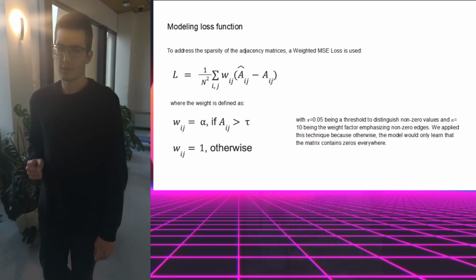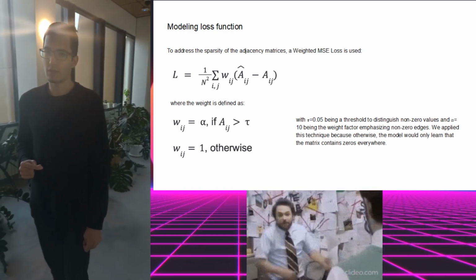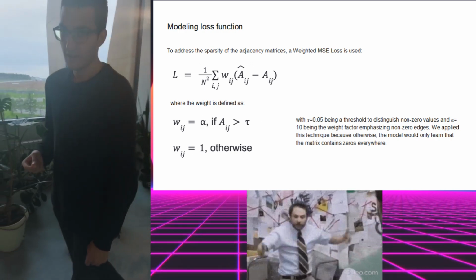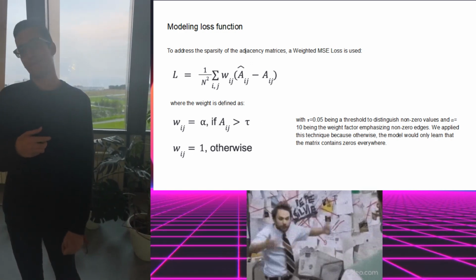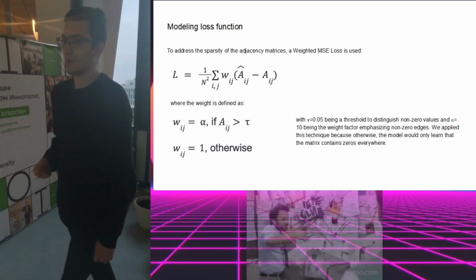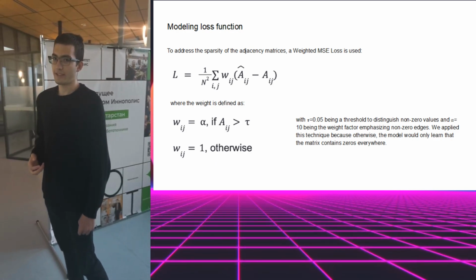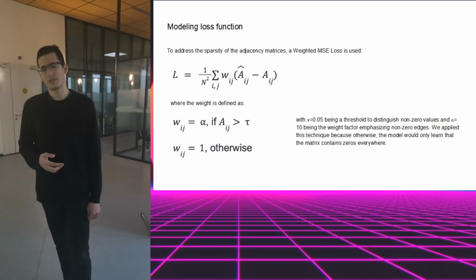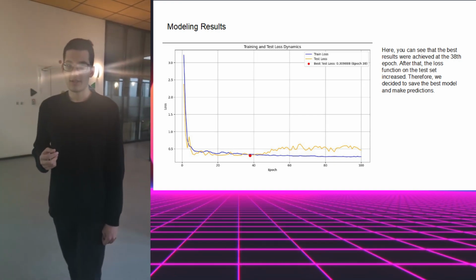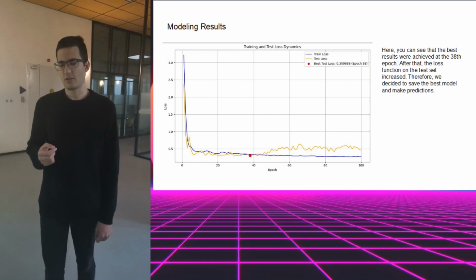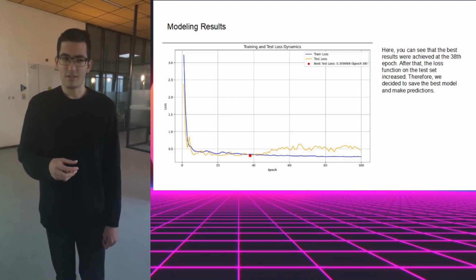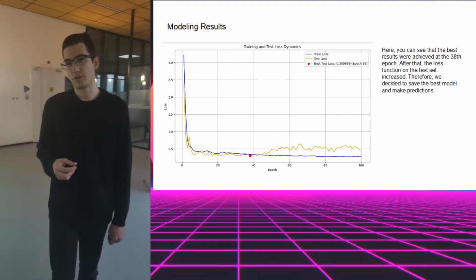Also interesting is the loss function, because if we just use regular MSE loss, then our prediction will be just a zero matrix. So we use alpha equals 10 and tau equals 0.5 to tackle this problem. And as the result, you see that the loss function decreases till iteration 38, and we obtain loss equals 0.31.